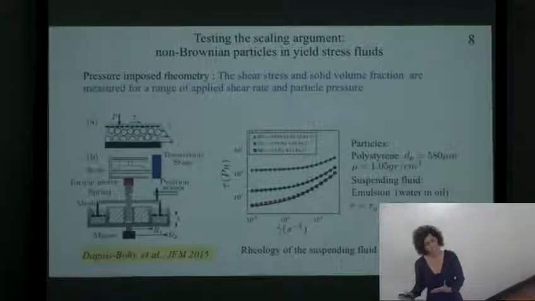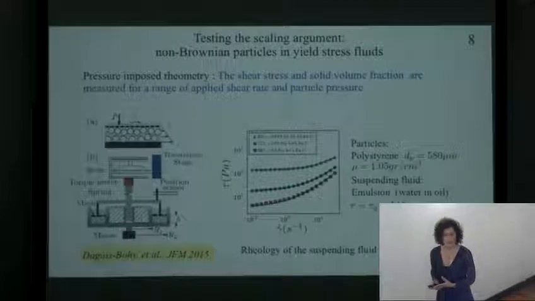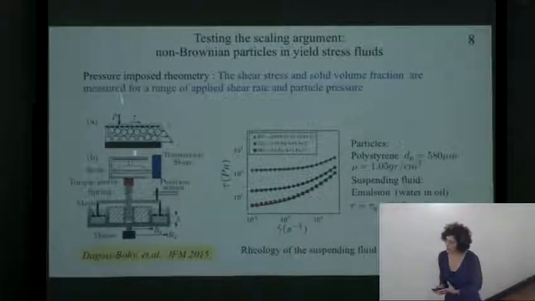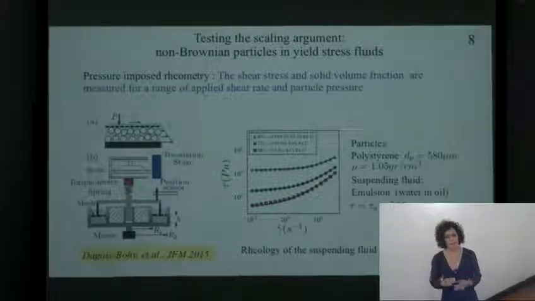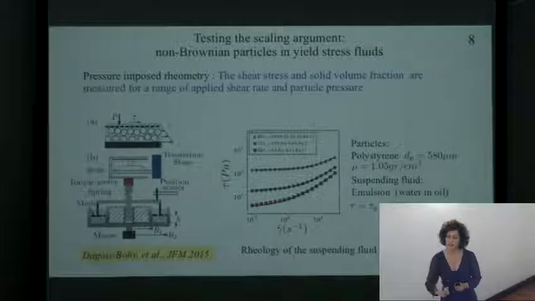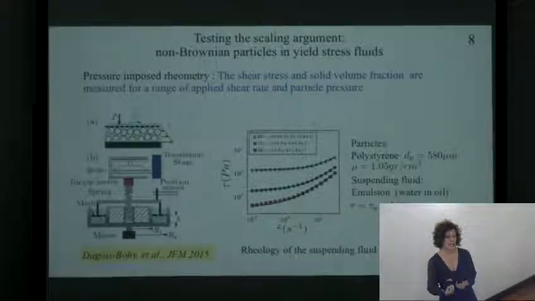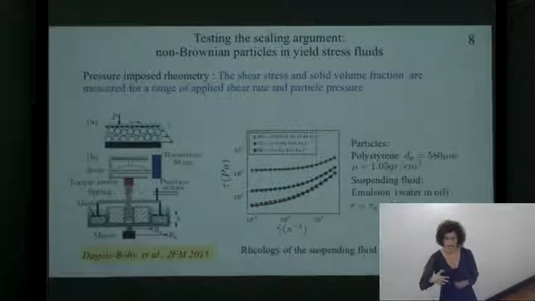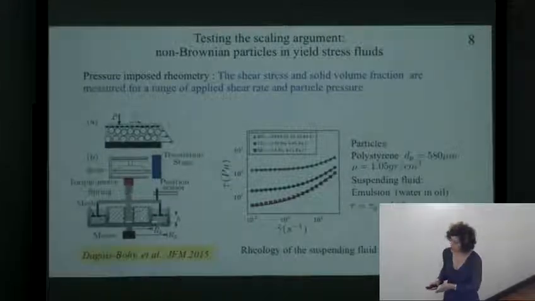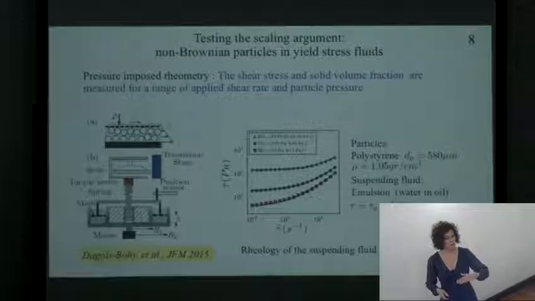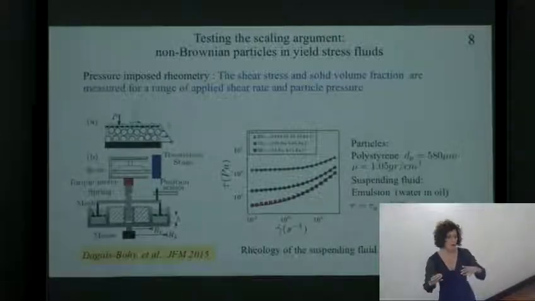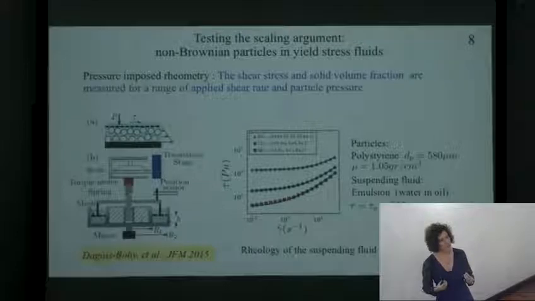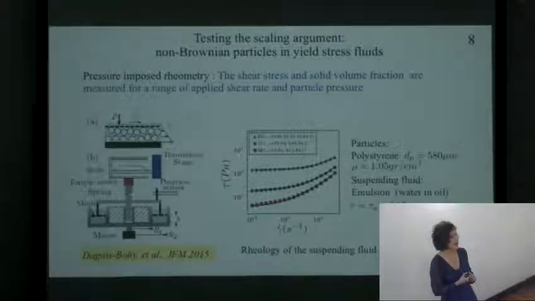Let's test them. The way that we test them here, we're going to use a pressure-imposed rheometry that is basically an annulus that is rotating, and on the top we have a perforated plate that we push on the grain to measure the stresses that are developed in the particle phase, okay? And the plate is free to move, therefore the solid volume fraction adjusts itself to give me the normal stresses in the particle that is equal to the imposed pressure. So we impose pressure and shear rate, and we measure solid volume fraction and the shear stress.